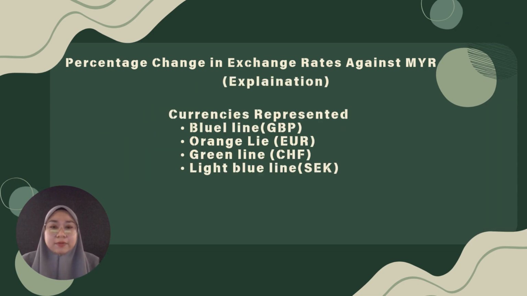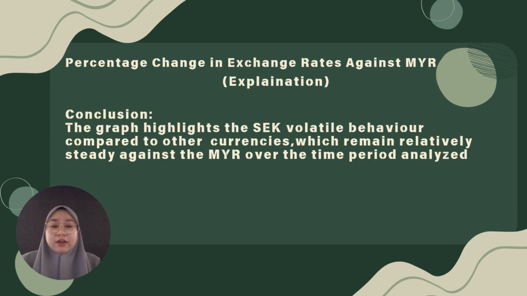While the currency represented a blue line for GBP, orange line for Euro, green line for CHF, and light blue line for SEK. So by referring to the graph, we can see that SEK offers a more volatile behavior compared to other currencies, which remain relatively steady against the MYR over the time period to analyze.